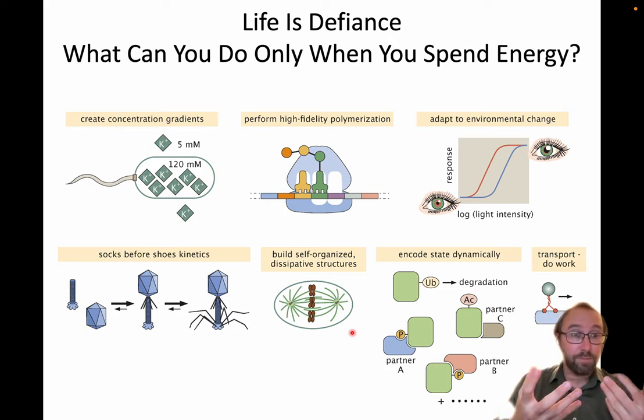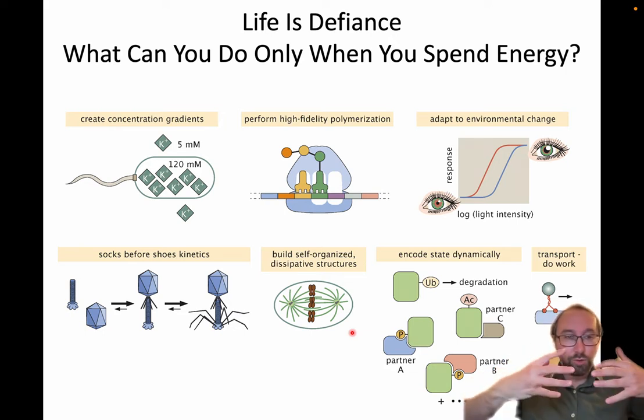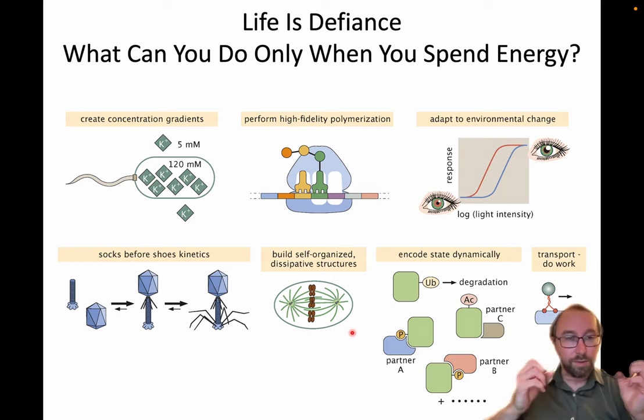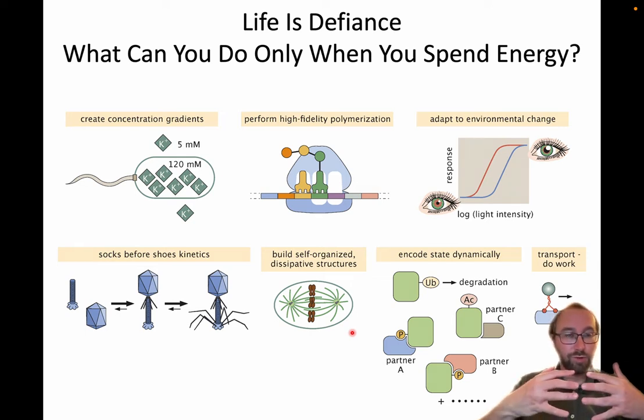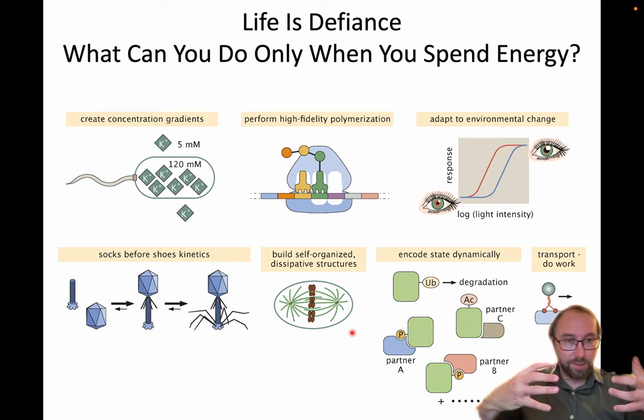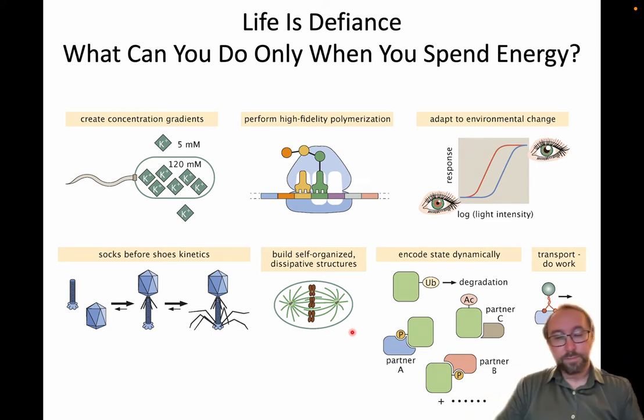Think of the mitotic spindle, for example, where you've got all these microtubules that are constantly being assembled and disassembled in order to create this seemingly stable structure that can then slowly separate the chromosomes inside a cell. You can use energy also to encode molecular states dynamically. So here are the types of things I'm thinking about: signaling, how you can add and remove phosphate groups, ubiquitin groups, acetylation and such. And also, obviously, you can use energy to do transport, to do work, to move things around.